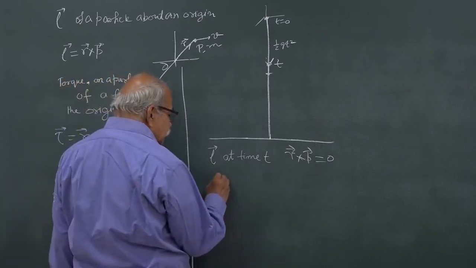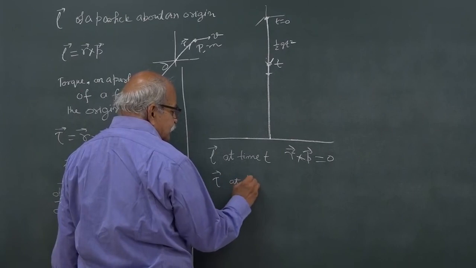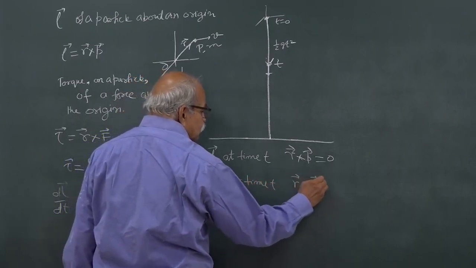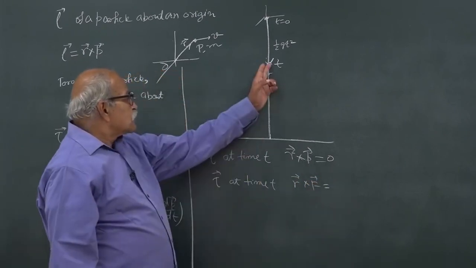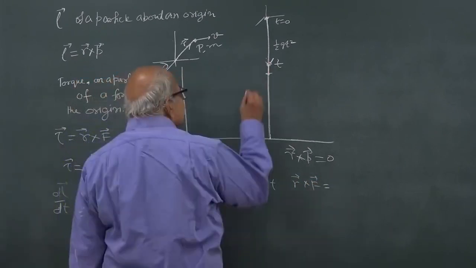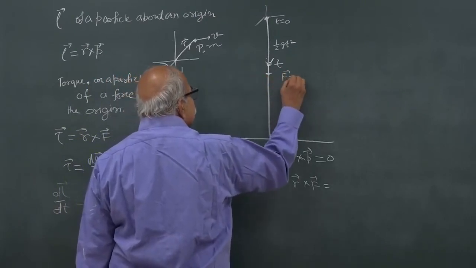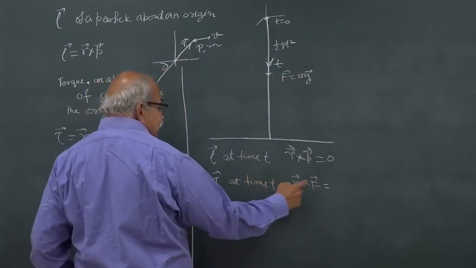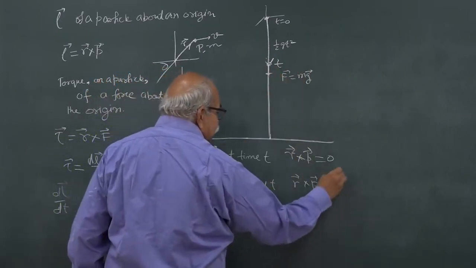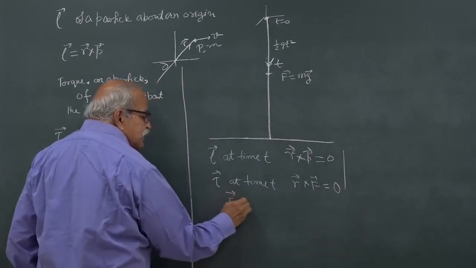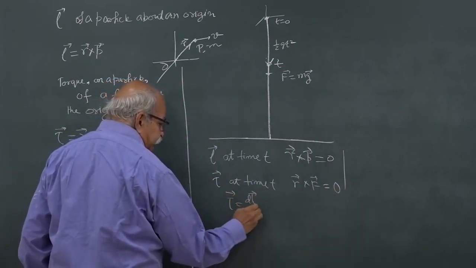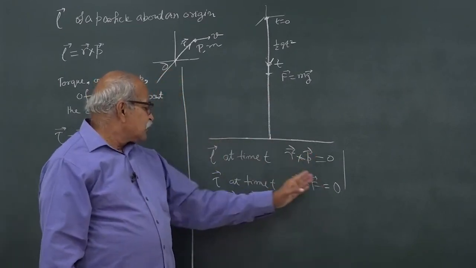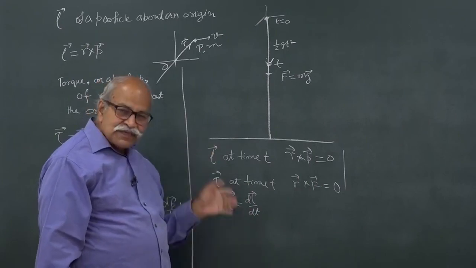And torque at time t, r cross F, that also you can work out. What is the force? The force F is mg. Which direction? Vertically downward. So, once again r and F are parallel to each other and therefore, it is 0. So, obviously, torque is dL/dt. L is 0 all the time, torque is 0 all the time. So, torque equals dL/dt is obviously correct.